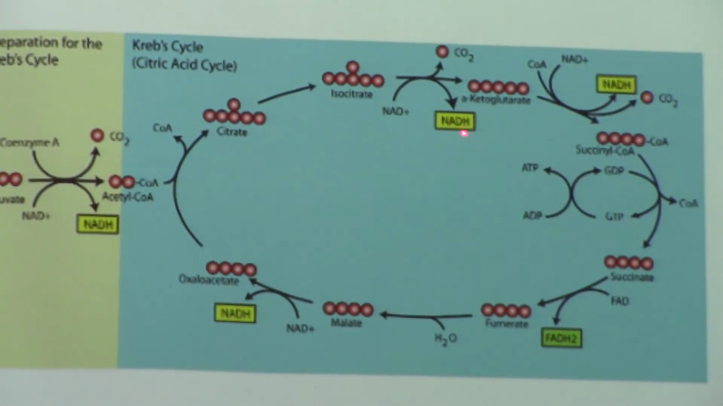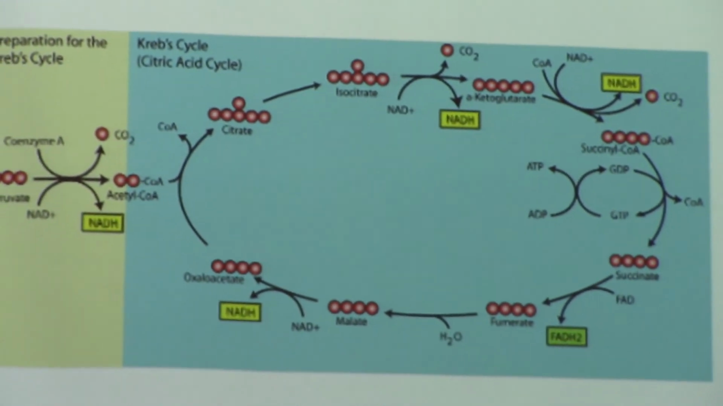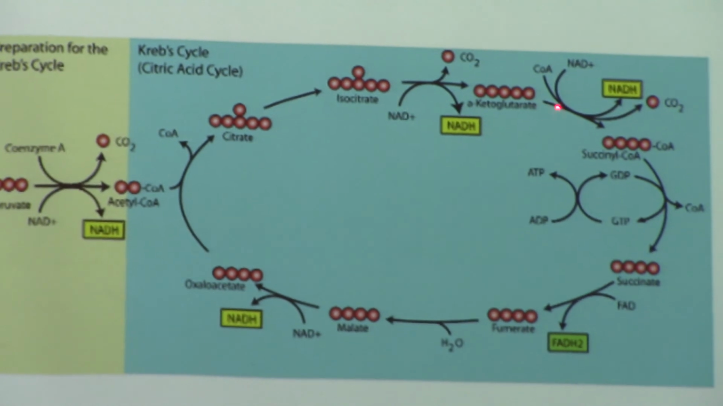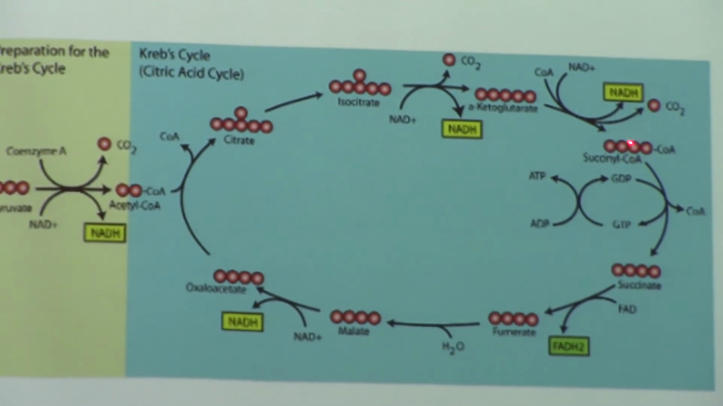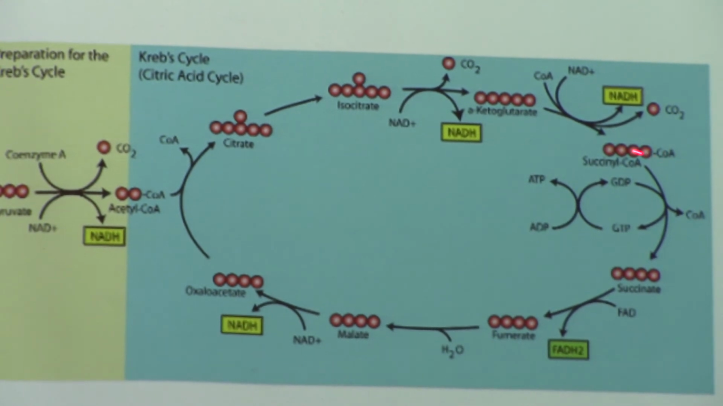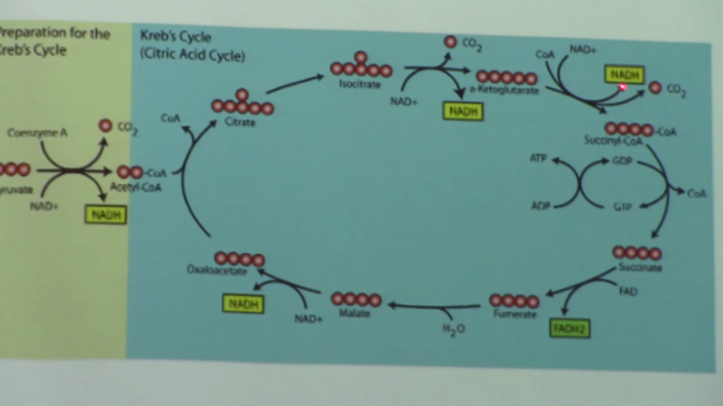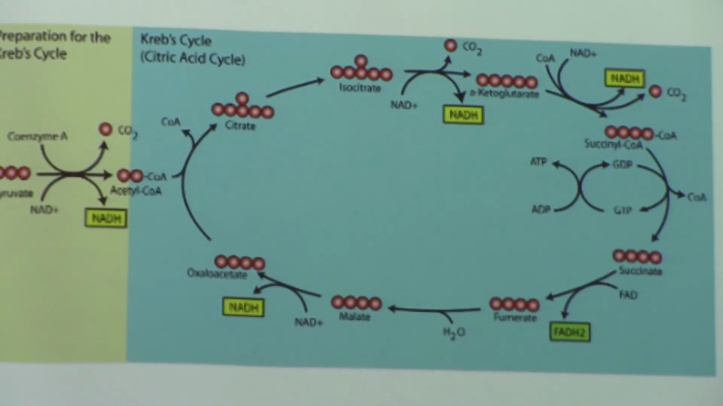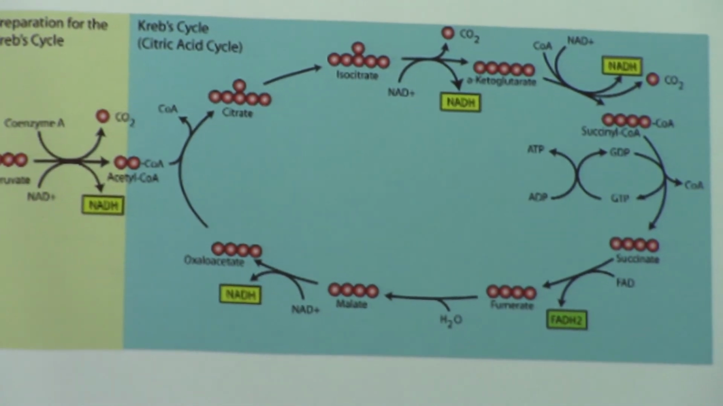So for every glucose, we make 2 NADH in this step, and we make 2 CO2. In the next step, we're going to oxidize this molecule further. So alpha-ketoglutarate gets oxidized to succinyl-CoA. And we know this is oxidized because here's NAD plus being reduced. So if NAD plus is being reduced, then that means this must be oxidized.